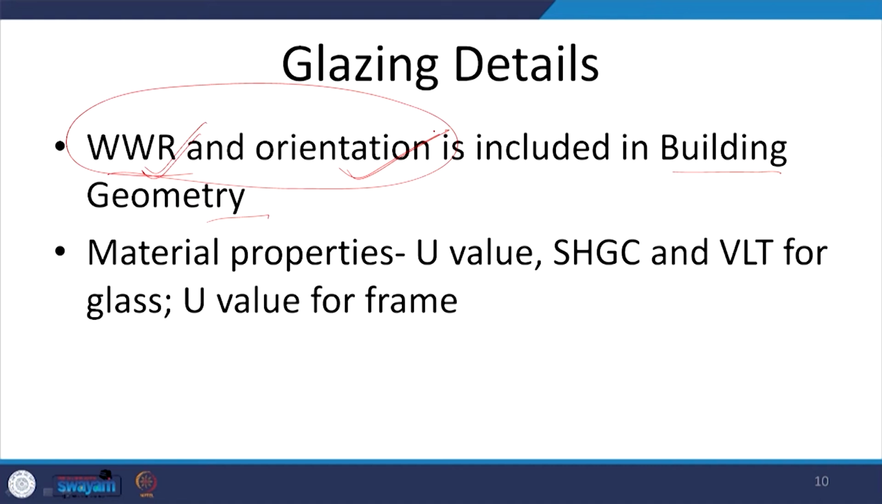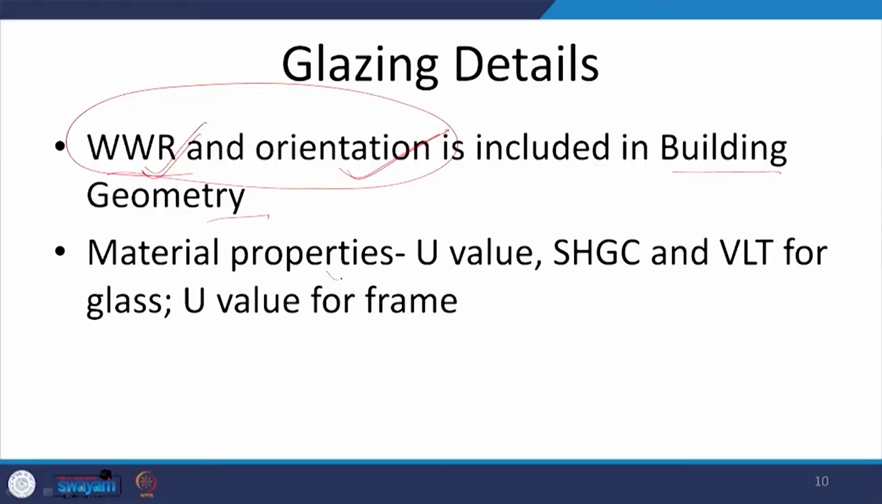In case we are going ahead for base case, which we will gradually come to, the WWR may also be specified in the specifications while we are creating these glazings, so as to uniformly distribute it on all the sides. The next within glazing details is material properties.